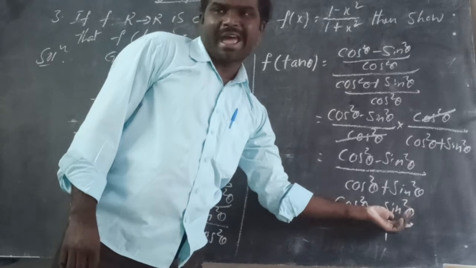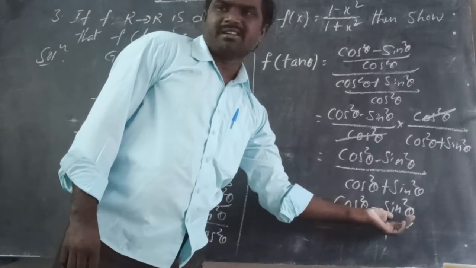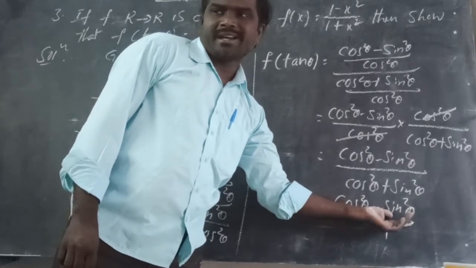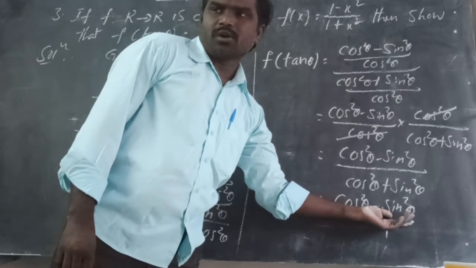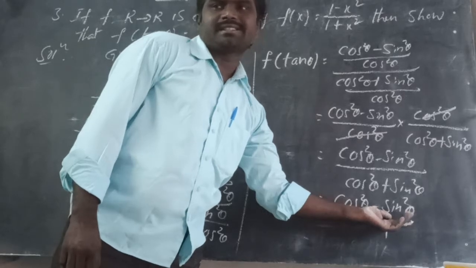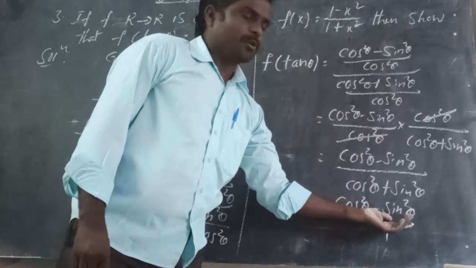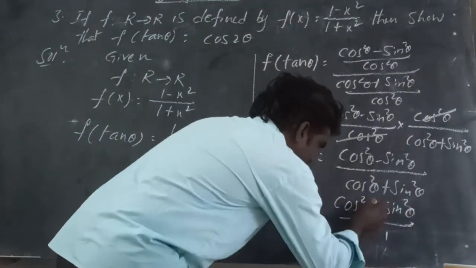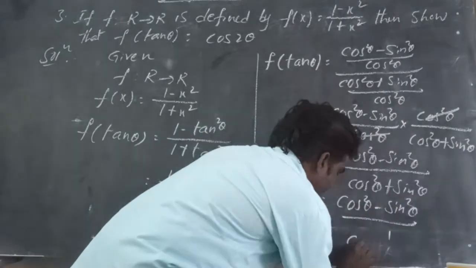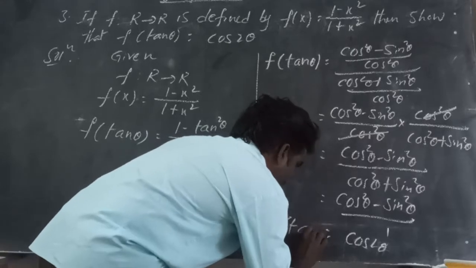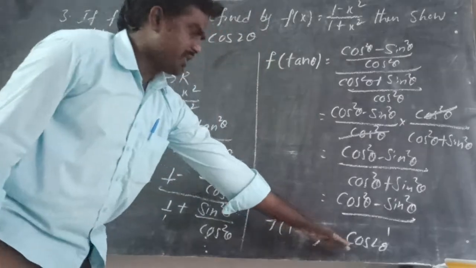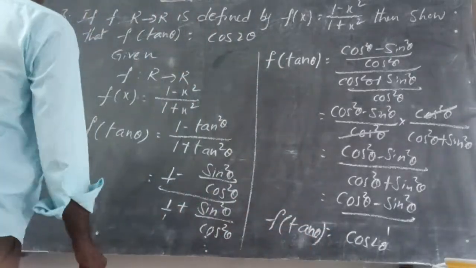So cos square theta minus sin square theta is nothing but cos 2 theta, by using compound angles: cos of a plus b is equal to cos a cos b minus sin a sin b. So here cos square theta minus sin square theta is equal to cos 2 theta. So f of tan theta is equal to cos 2 theta. Hence proved.